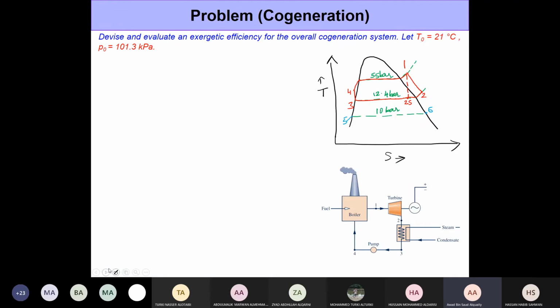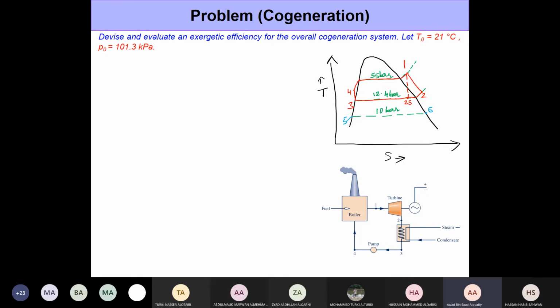So now let's look at the second part, which is to evaluate the exergetic efficiency for this overall system. Till now we have been looking at the exergetic efficiency for the compressor, for a pump, for a turbine, and so on. We have not looked at the exergetic efficiency for the entire system. So the way we solve it is pretty similar, as we'll find out in the next few minutes.